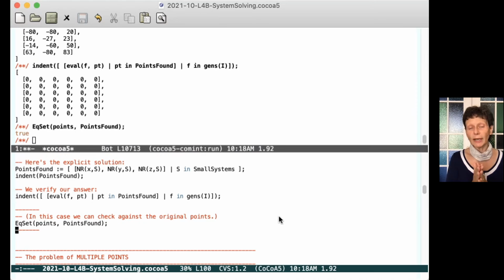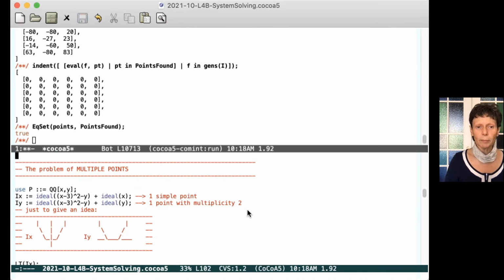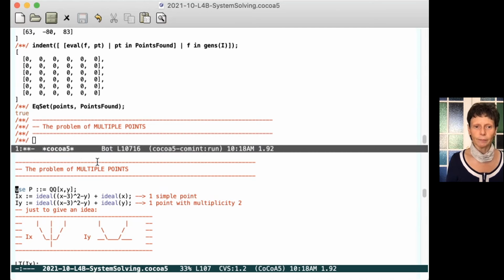Okay, very good. So we found the solutions for this system, but we can have problems if I just don't know what the system is. What if I don't know the solution of the system? It might be hard to find the solutions of the system. And now we see what kind of problems we can get. One problem is the problem of multiple points. We might have that our system has multiple points instead of simple points. How do we detect this?